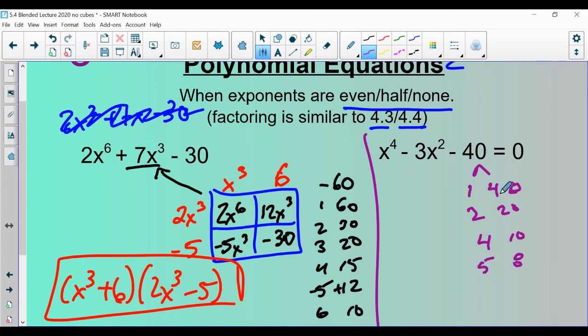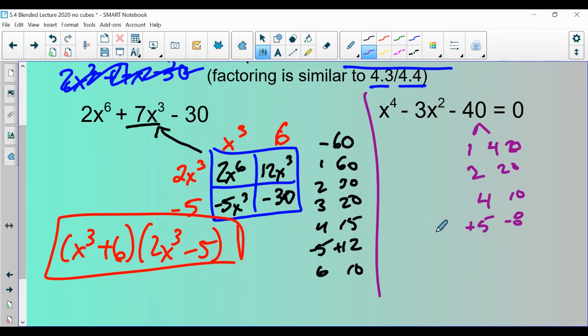Well, which of these factor pairs would get you to negative 3? Well, if you had negative 8 and positive 5, that would get you to negative 3, and it also multiplies to negative 40. So factored, you would think maybe it would be x plus 5 and x minus 8. But we want the first times first to multiply to x to the fourth. So it's going to actually be x squared plus 5 and x squared minus 8.